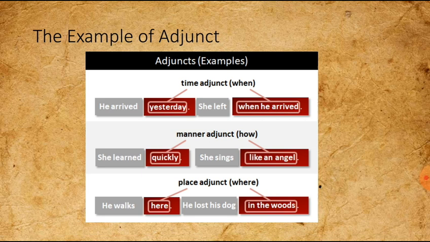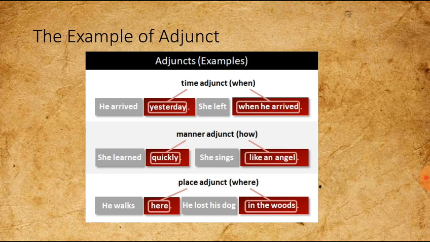The first is a time adjunct. In the sentences, he arrived yesterday and she left when he arrived, the word yesterday and the phrase when he arrived indicate the time. So when did he arrive? He arrived yesterday. It's about the time.